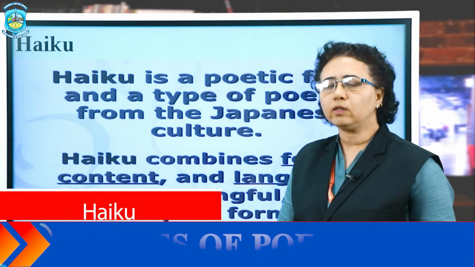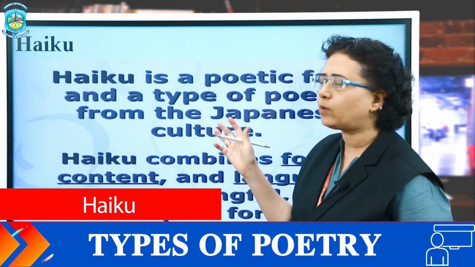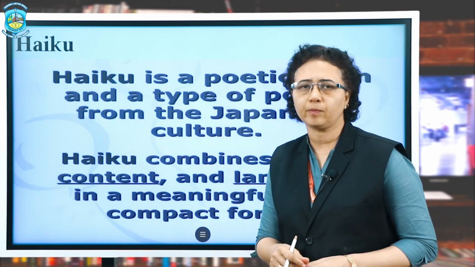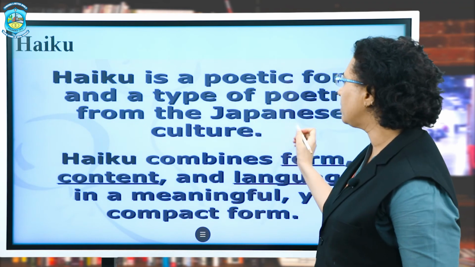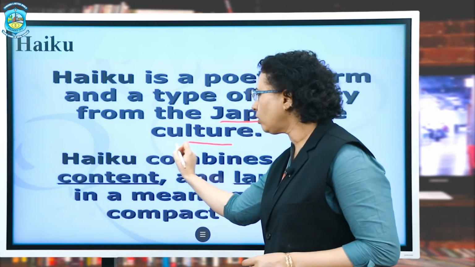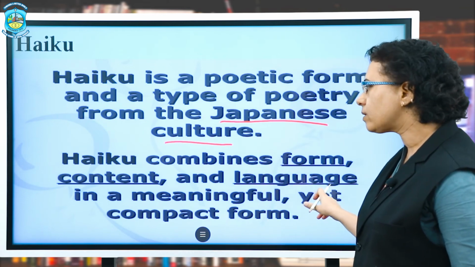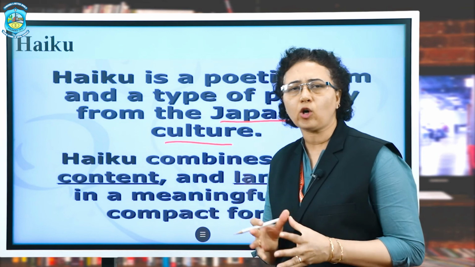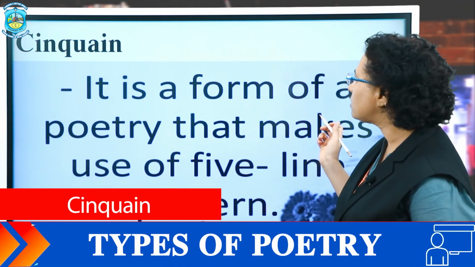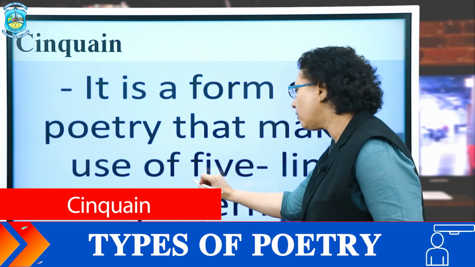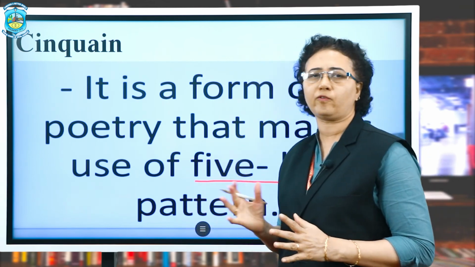Now we come to the other important types, but which are a little different. First one is haiku. I've just picked up some examples, although there are many, but these are the most important ones. This is taken from the Japanese culture, and more importantly, it combines form, content, language in a meaningful and very compact manner. The next unusual type is the cinquain, and it's a form of poetry that makes use of a 5-line pattern. Once again, the structure is made, but it is just of 5 lines.